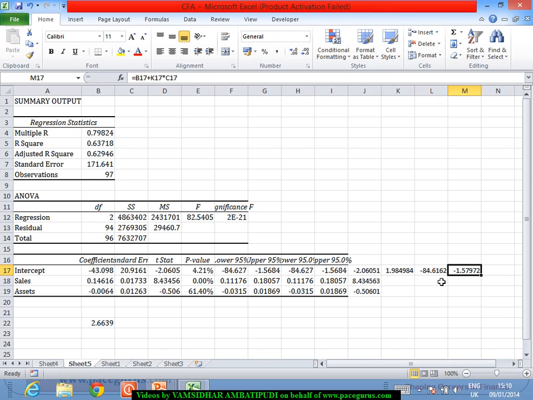The same logic, if I look at the sales, I take this number minus 1.98 times the standard error, and on the other side, the coefficient plus 1.98 times the standard error. So almost this is working out to these numbers. So again, 0 is not in it; the 95% confidence limit for this particular sales coefficient is 0.11 to 0.18.